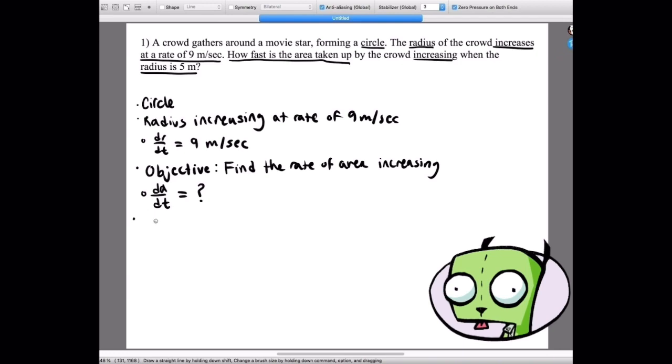Then we can write that we know that the radius of the crowd, the circle, is 5 meters. And finally, we write down the area of the circle, which is A equals pi r squared. You're either given this formula or you can just look it up.